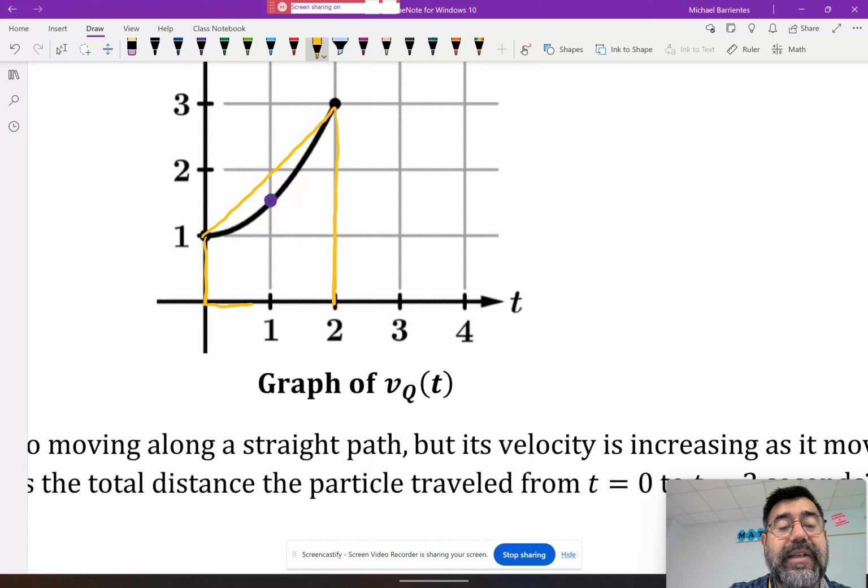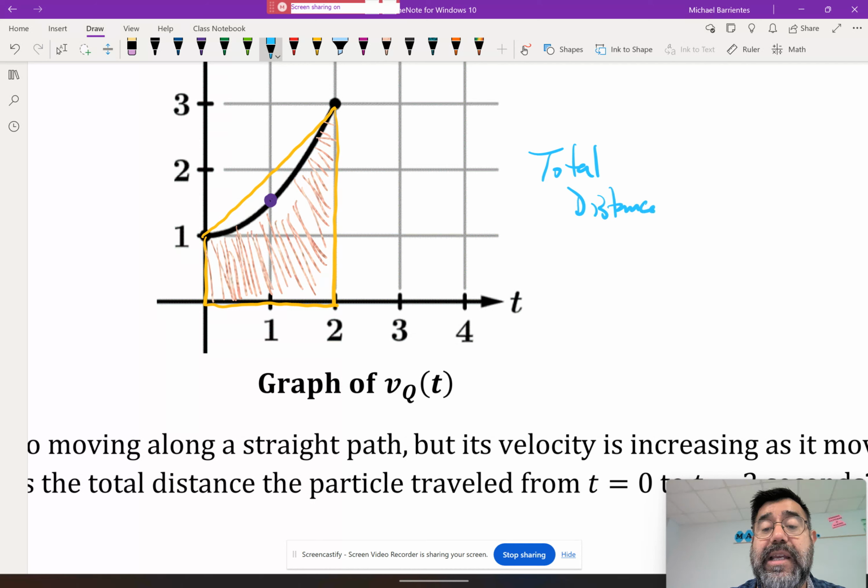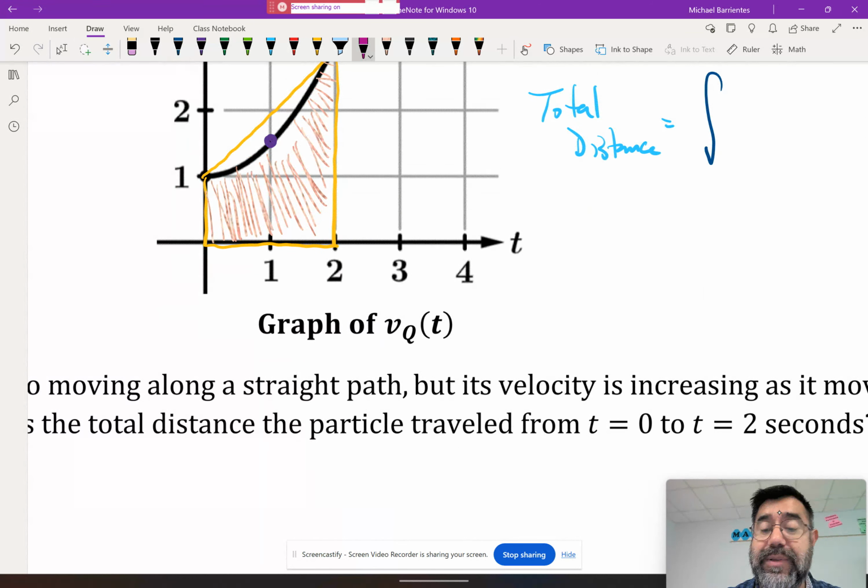And if I find this area, that will approximate the area that I'm really looking for. And so I guess here's where I want to make the connection to situation 1. In this problem, just like in the other problem, I'm looking for the total distance. And I'm going to find the total distance, just like I did in the other problem, by taking the integral from my starting point to my ending point, which happened to be the same.